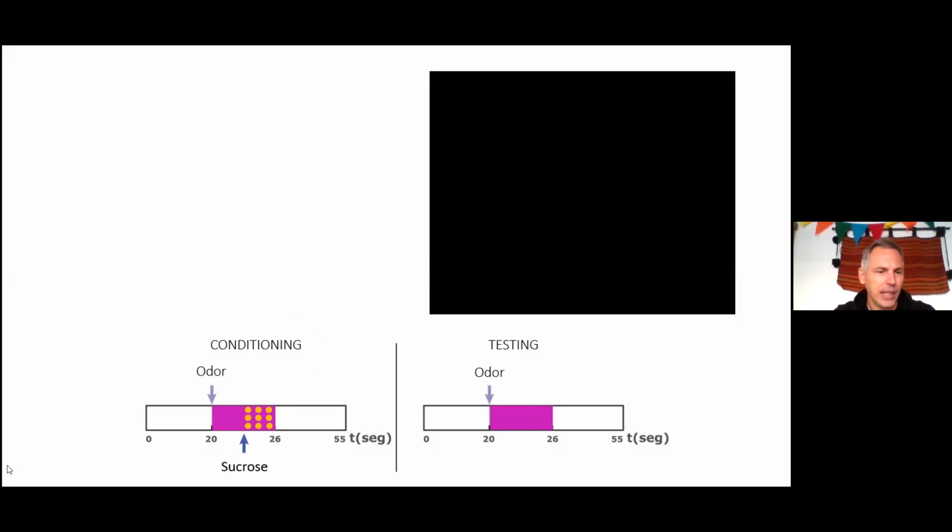The idea is that in this video, we will show how the odor is delivered upon the antennae of the bee, and during the odor presentation, which is normally presented for 6 or 7 seconds, we offer together with the odor the sucrose on the antenna, and here we have this pairing that enables that after 3 or 4 conditioning trials, the odor alone controls the extension of the proboscis.